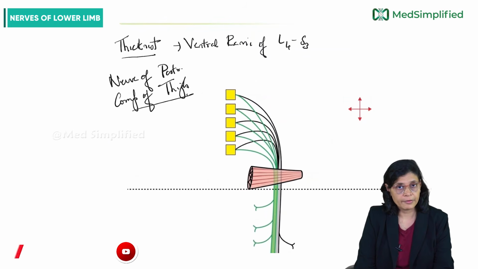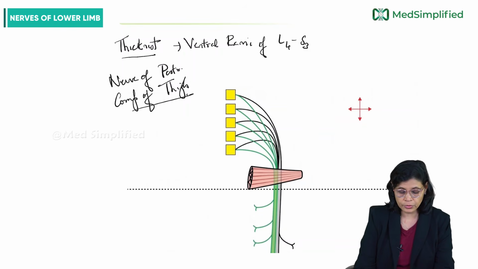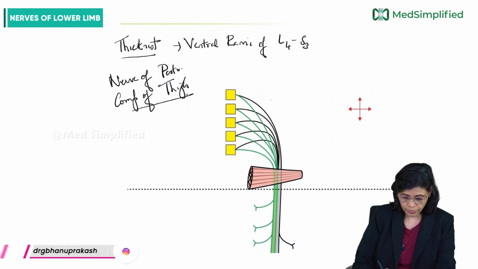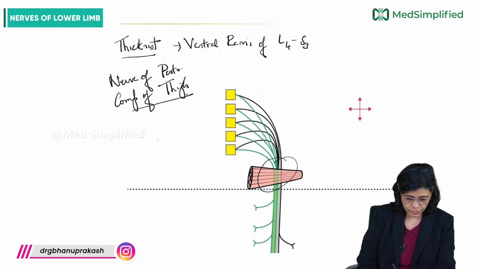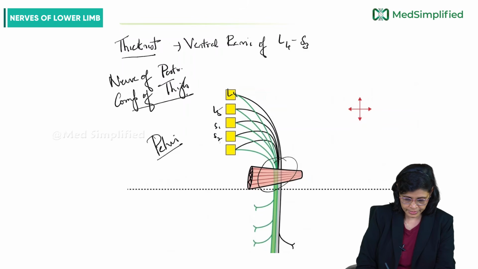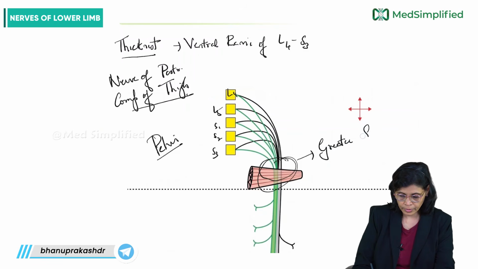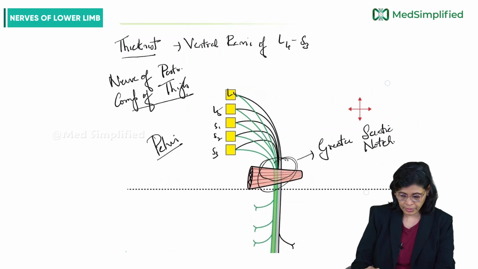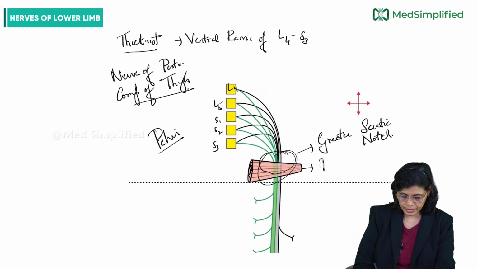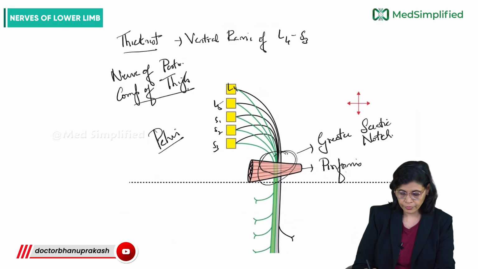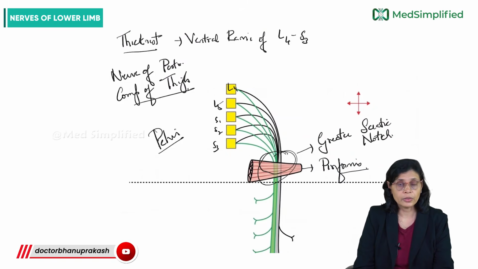So it leaves the pelvis by passing through the greater sciatic foramen, below the piriformis. So this is in the pelvis. We have L4, L5, S1, S2 and S3. Here is the greater sciatic notch. It passes below the piriformis muscle, this is the piriformis muscle, and it enters the gluteal region.